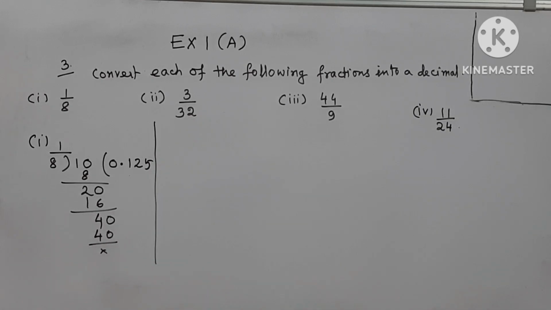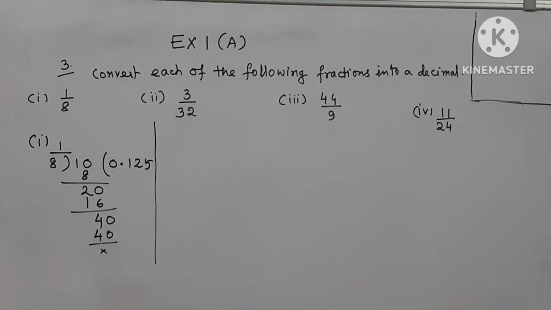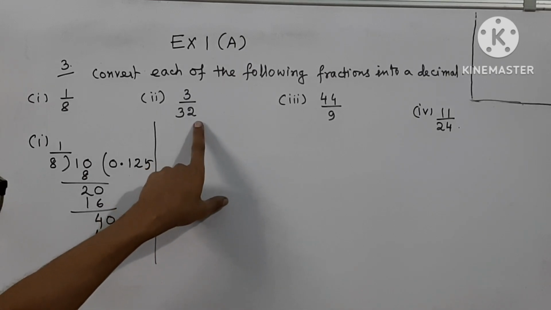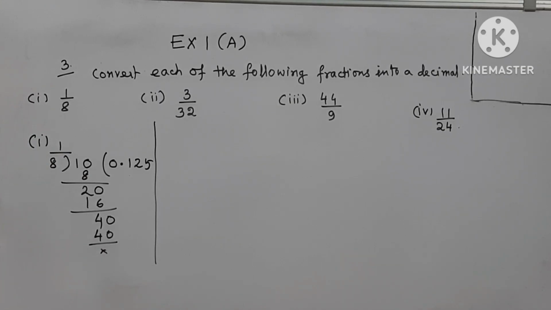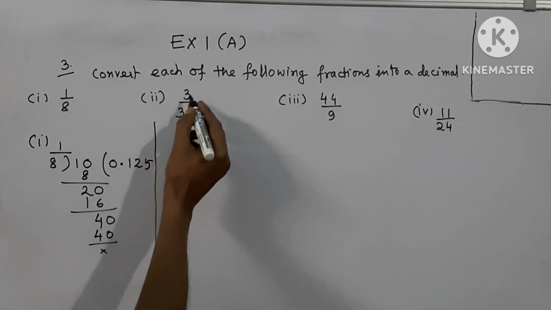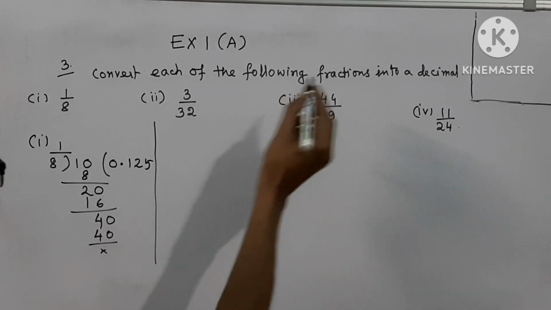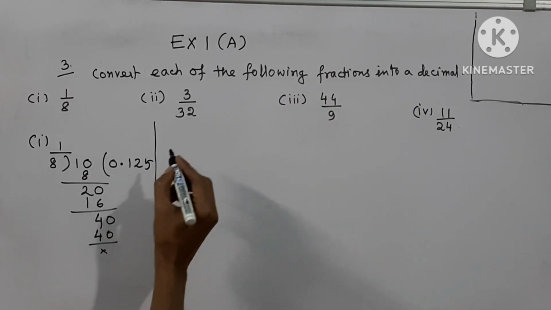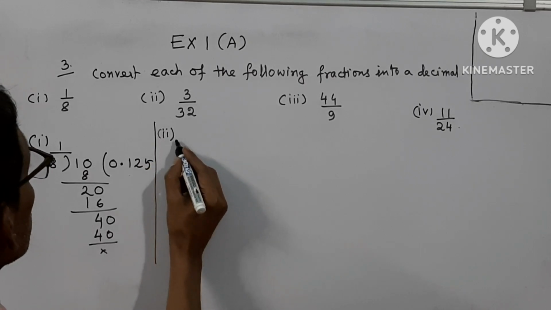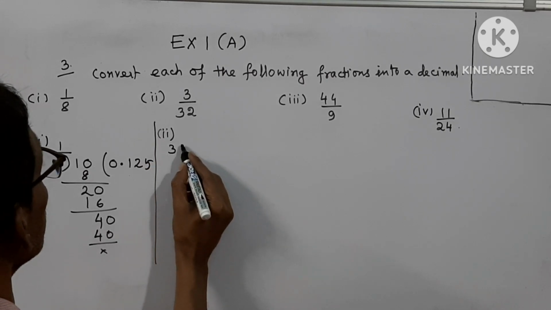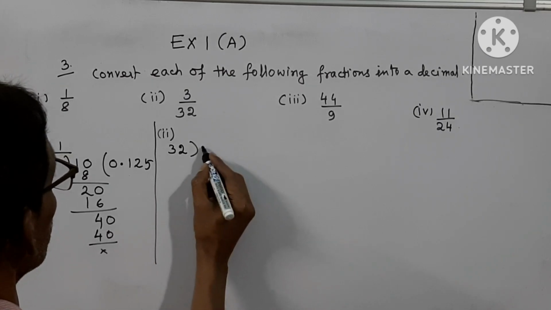Let's do 3 by 32. Again, 32 is 2 to the power 5. So this 32 also has only factors of 2. So this also will be a terminating decimal number. But we have to find the decimal number. So 3 by 32. So by 32 you have to divide 3.